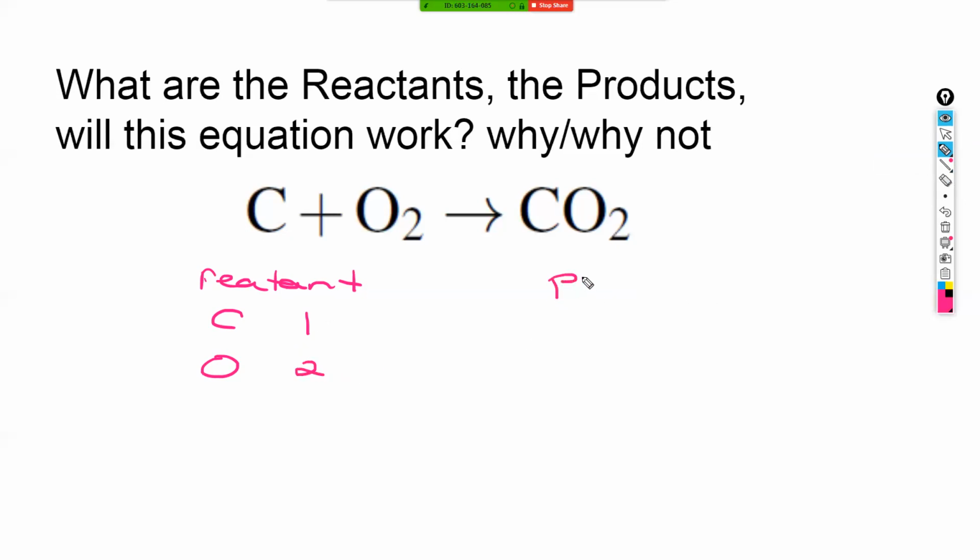On the product side, again, I have carbon, I have oxygen. Remember, it only goes to the one that it's attached to. So I still have one carbon and I have two oxygens. So looking at it, if you compare the left to the right side, you have one carbon going in, one carbon coming out, two oxygens going in, and two oxygens coming out. So yes, this one will work. And that's the idea that we're talking about of balancing these equations.